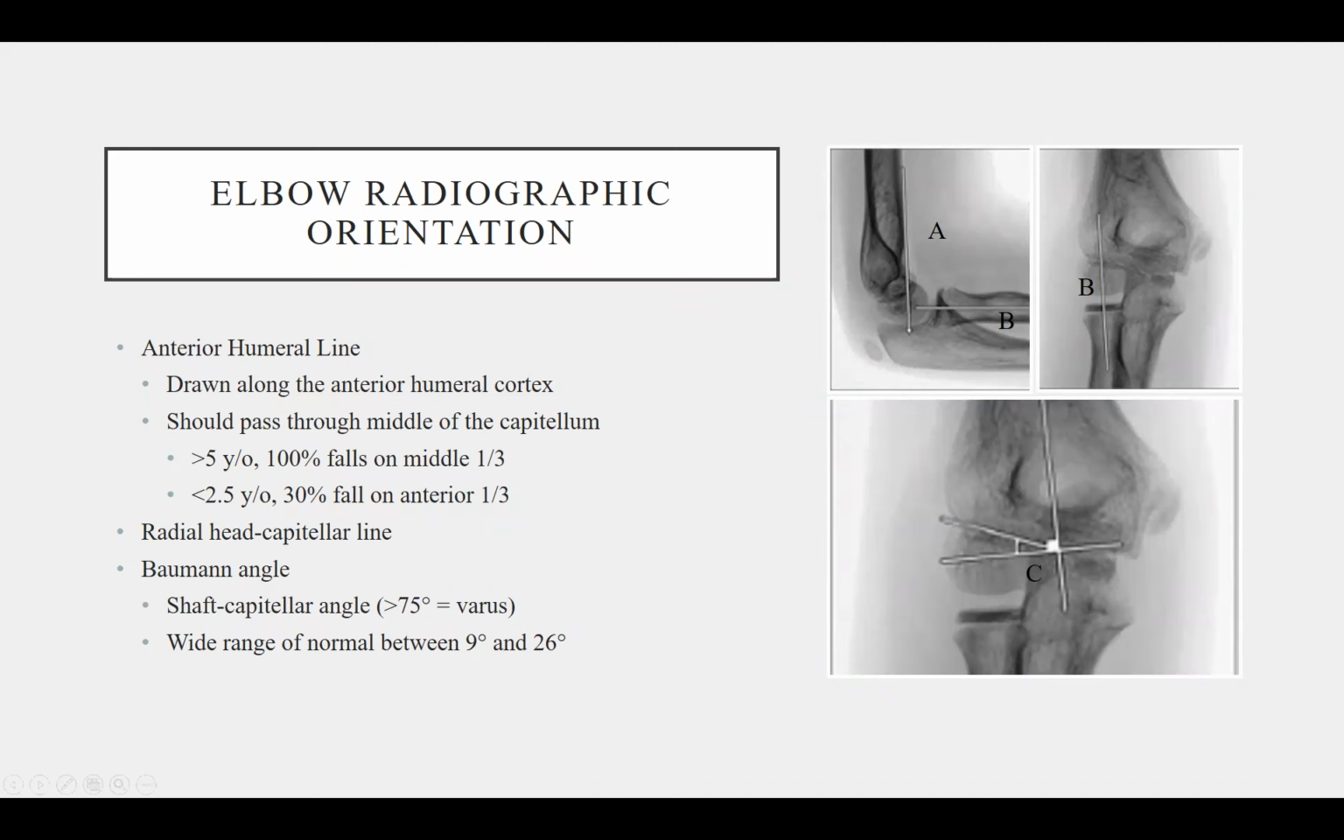Angle C denotes the Bowman's angle, which is a line drawn down the humeral shaft through the capitellar ossification center. The more horizontal the perpendicular line looks, the more varus the elbow is. And typically, everyone has a slightly valgus angle. You can demonstrate that on yourself by extending your arms out and viewing the slightly valgus angle.